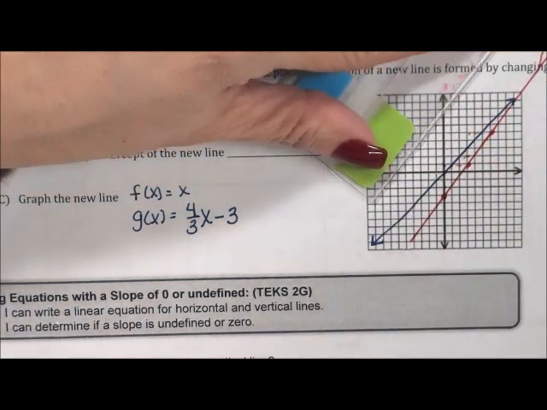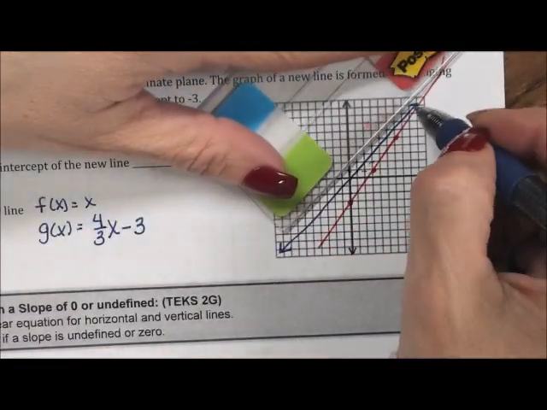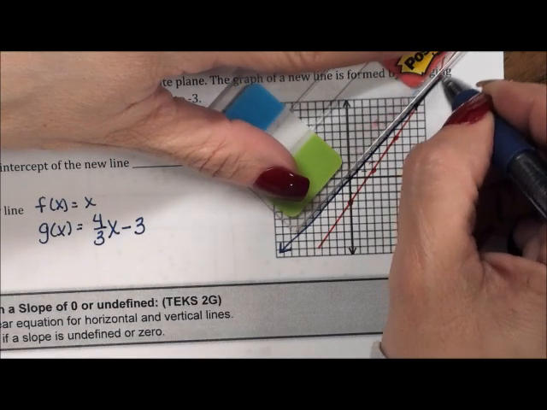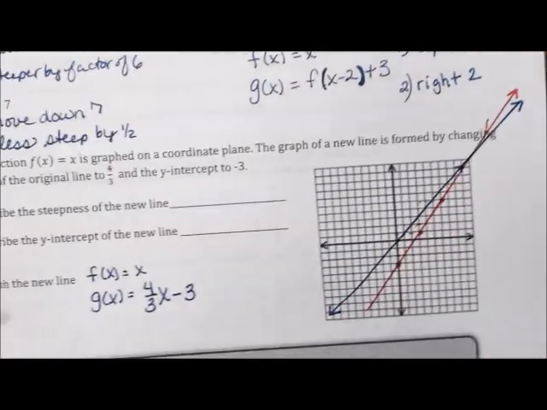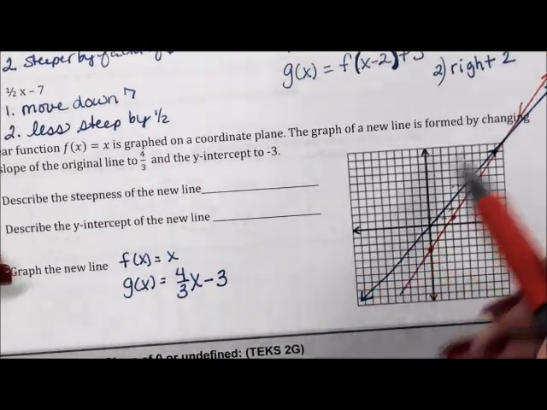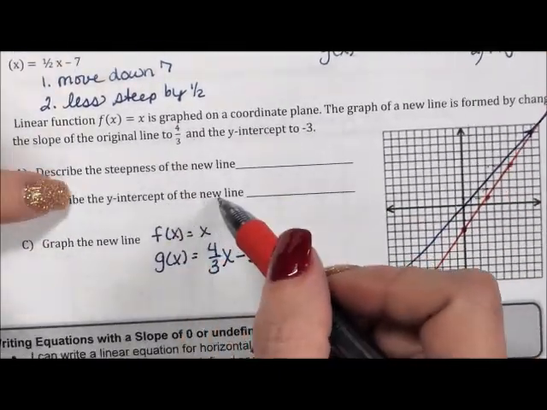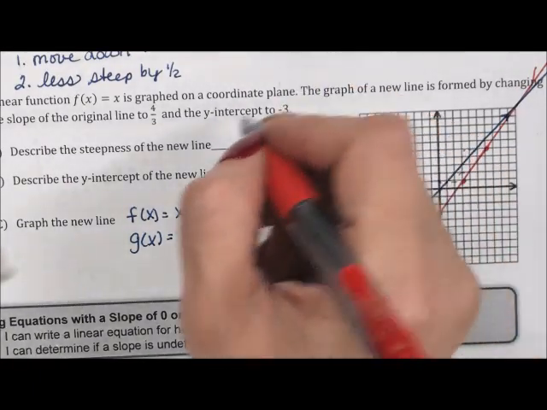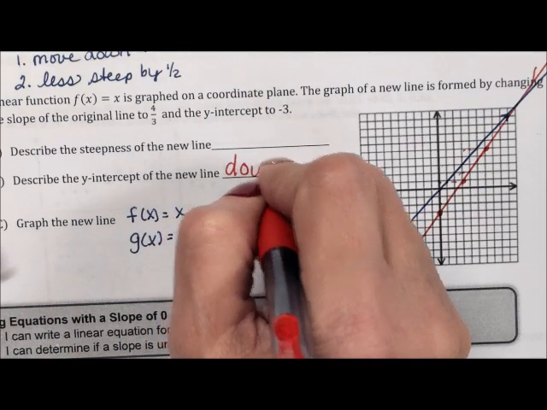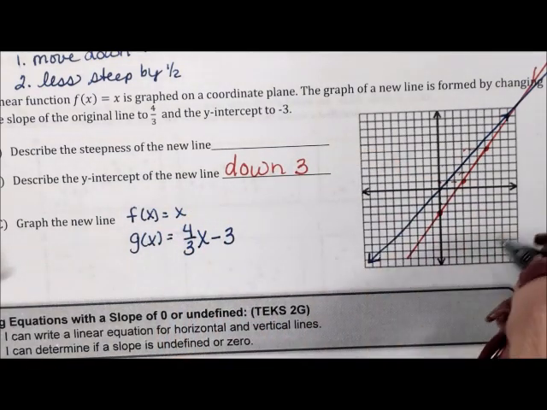I'm going to go ahead and extend both those lines out so I can see what happens. Alright, so here's my line. Let's start with the y-intercept. What did the y-intercept do? That was pretty easy to see. It moved down 3, right? So I'm going to say it went down 3.